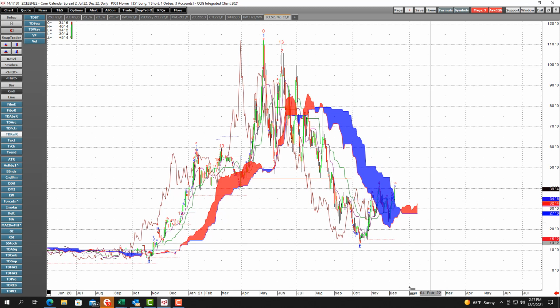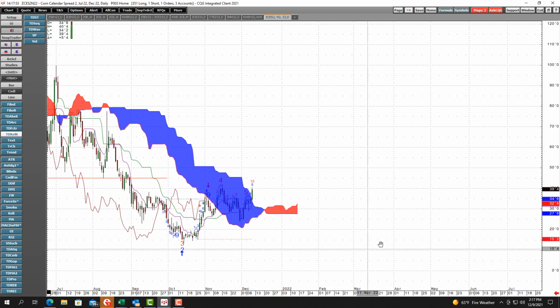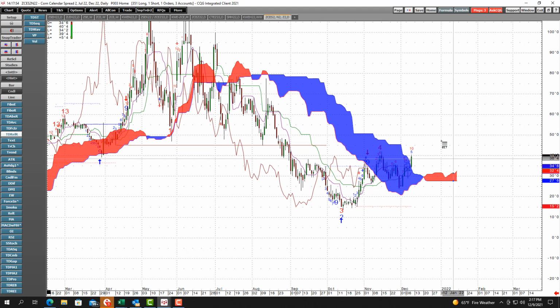So what we saw today, let me zoom back in here on this. What we saw today, I think, was really important. We saw the December contract lag the July. So you saw old crop, which is July, exceed December by a whopping 5 cents. That's a big move in this spread. And as you can see, it's been a big move all the way up.